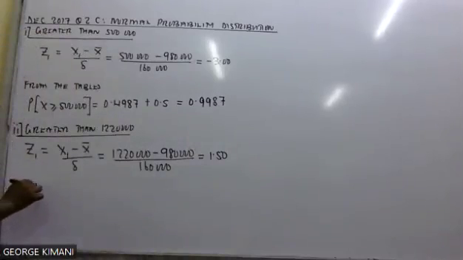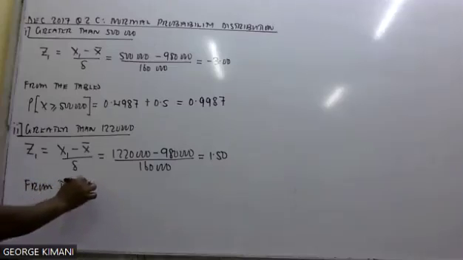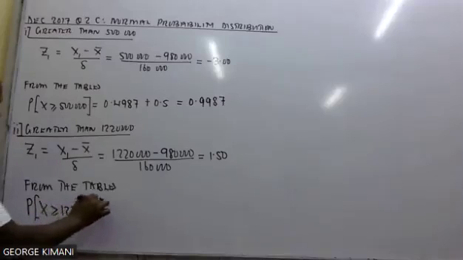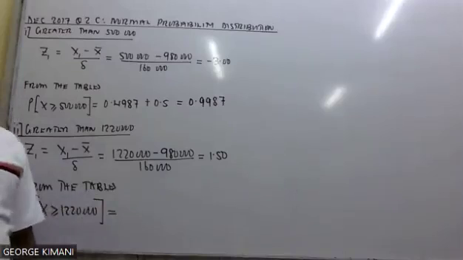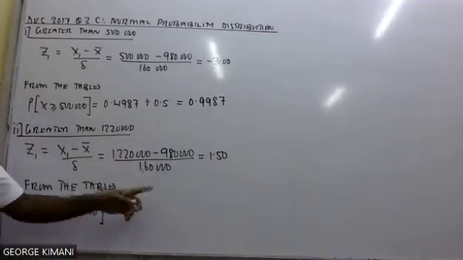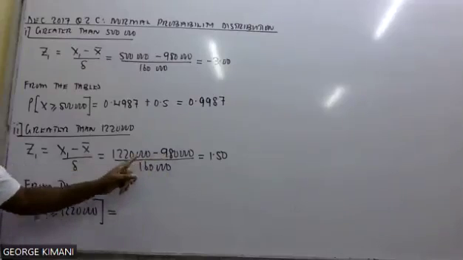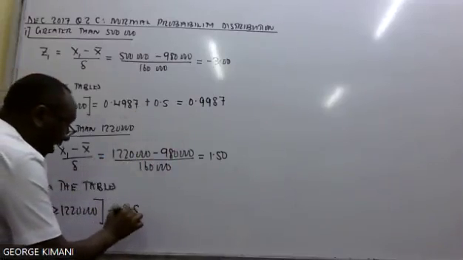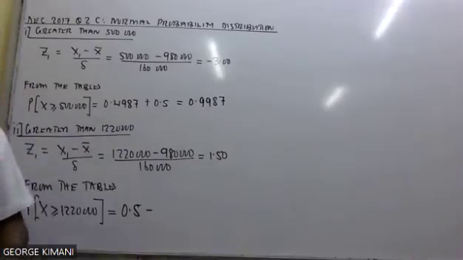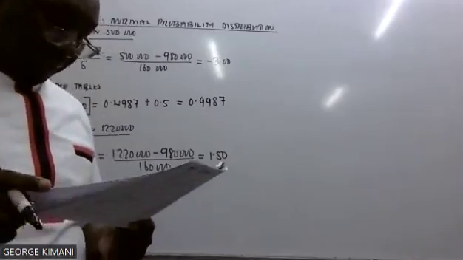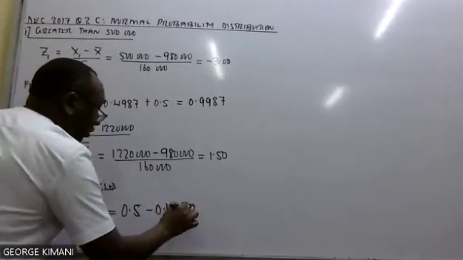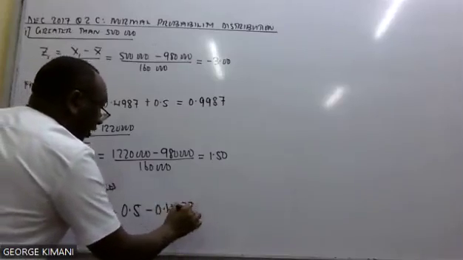So now from the tables, probability that X will be greater than or equal to 1,220,000. Now remember, what we shall get from the table is the probability from 980 up to 1220, but we want the higher side. So then we will have to say 0.5 minus what we shall read from the tables. So go to the tables and read for me. 0.4332.